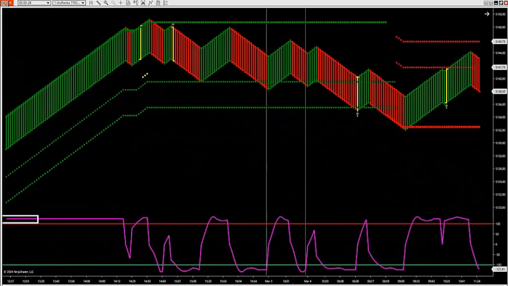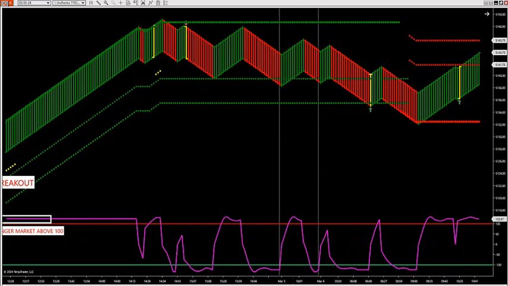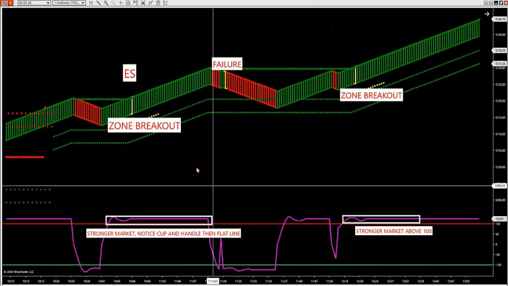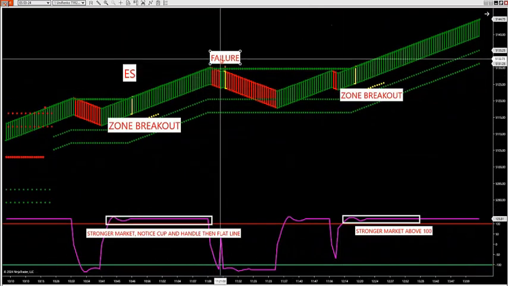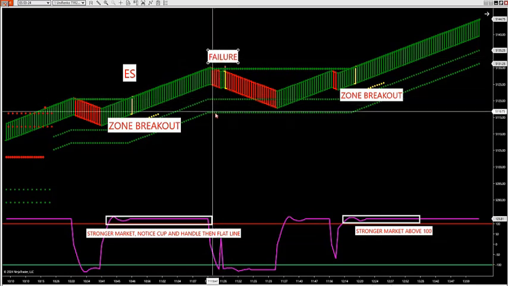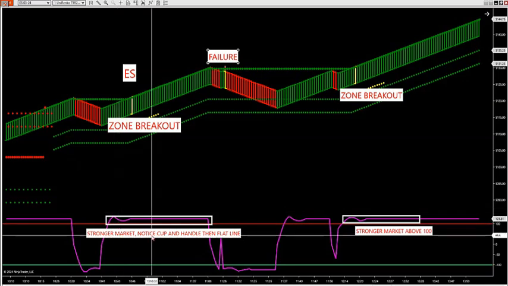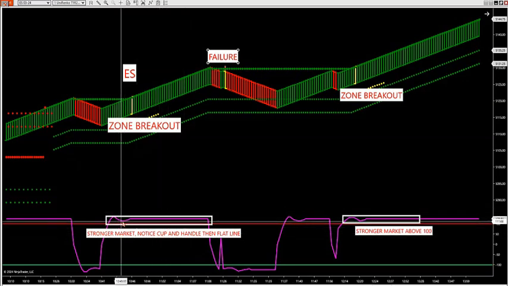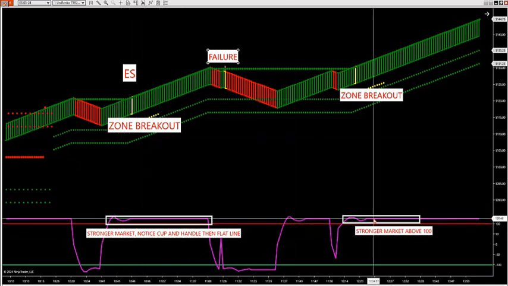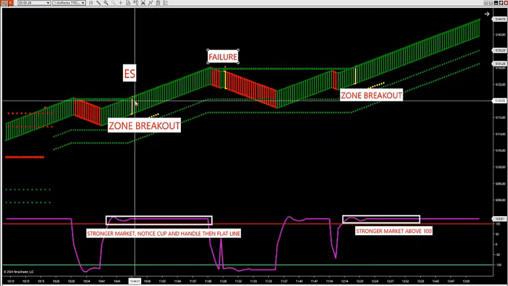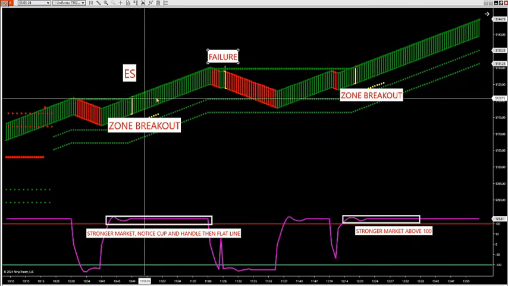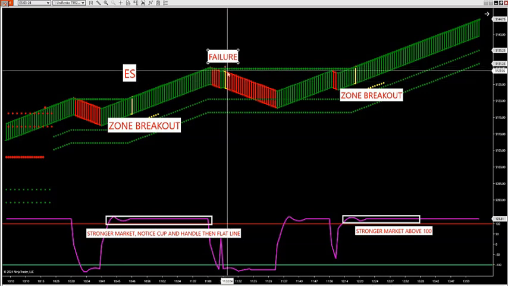We had a big one in the S&P last week. Here's a failure. I marked it up. So a failure trade will be opposite of the zone. So these are zone breakouts with the trend. So you got the trend, stronger market, little mini cup and handle, flat line, mini cup and handle, flat line. You got a breakout right there, the zone breakout, but this is a failure.